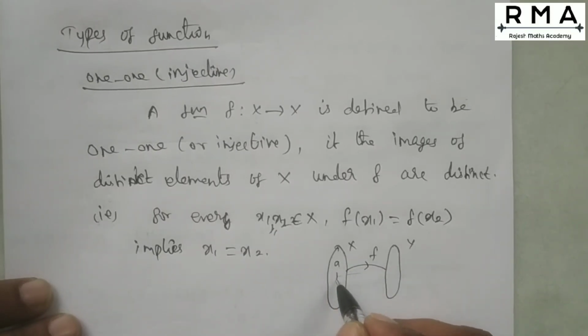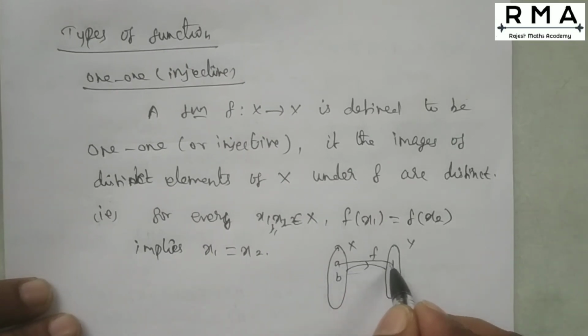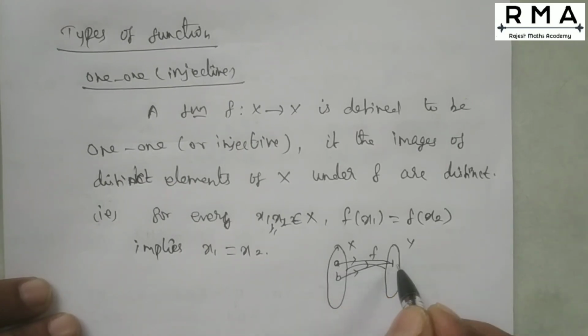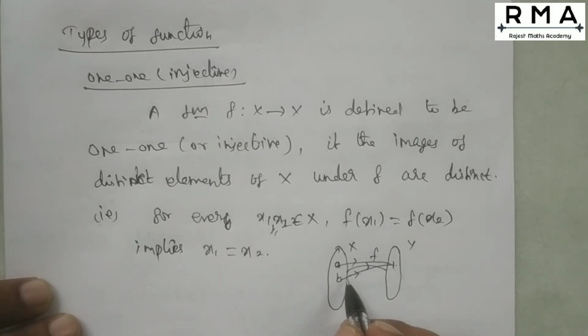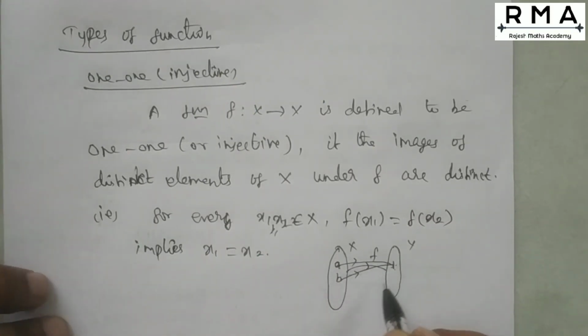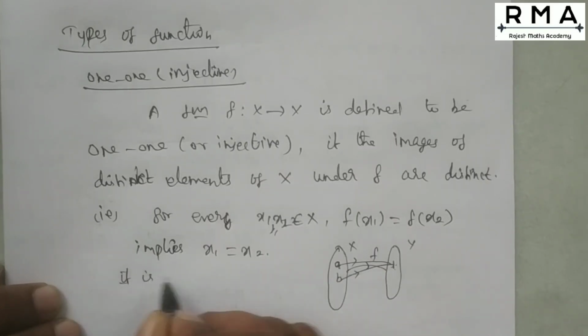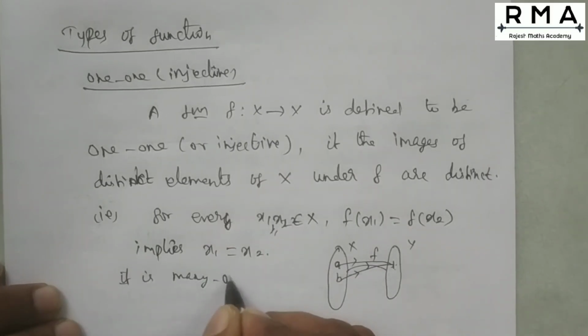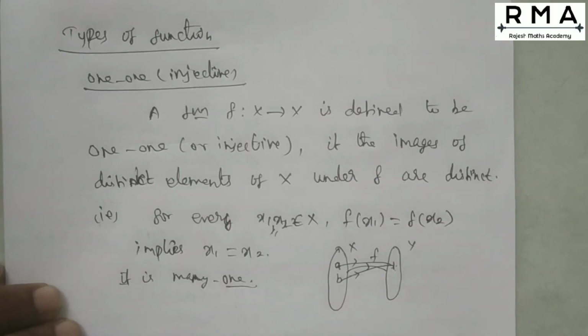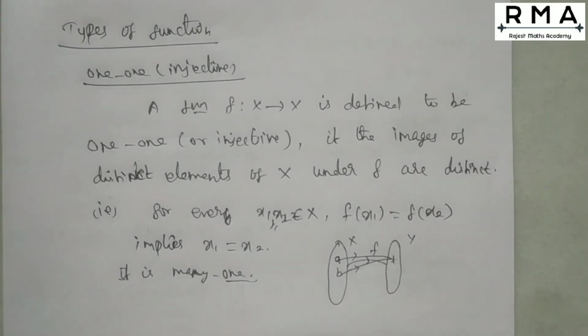For example, A and B I can take. I can say that A is mapped with 1, B is mapped with 1. So A has only one image, B has only one image. This is a function, but it is not a 1-1 function because the images are not distinct. Clear? A's image is 1, B's image is 1, so the images are same. So this is not a 1-1 function. If it is not 1-1, what can we say? It is many-one. It is not 1-1 because it is many-one. Clear? Understand or not?